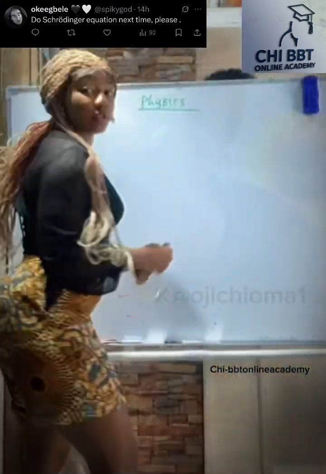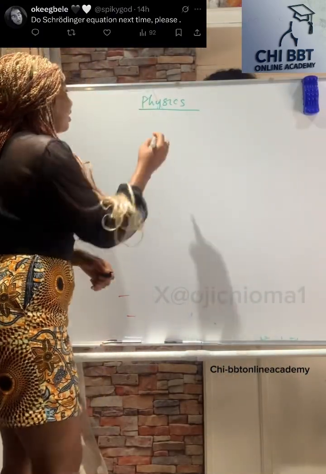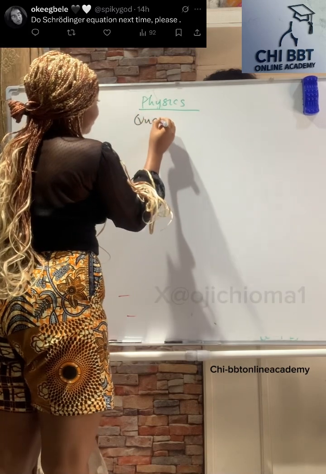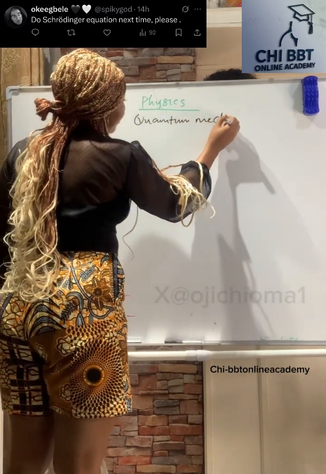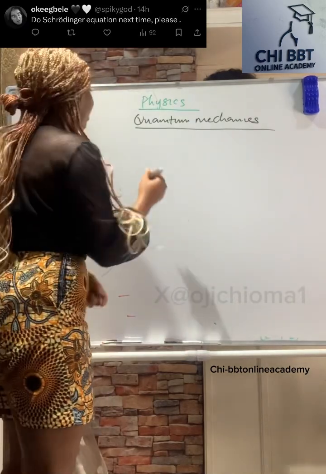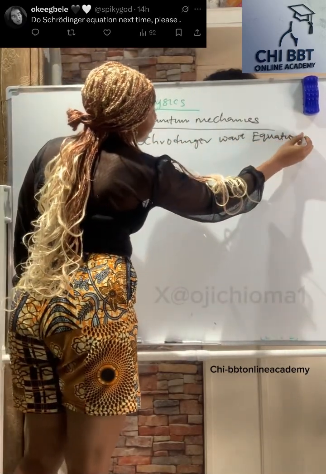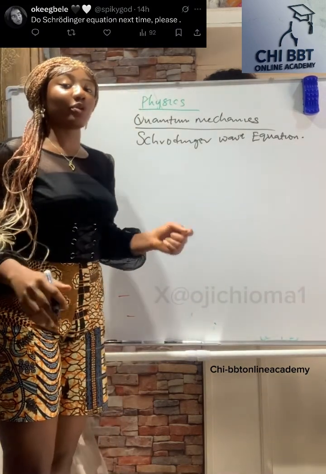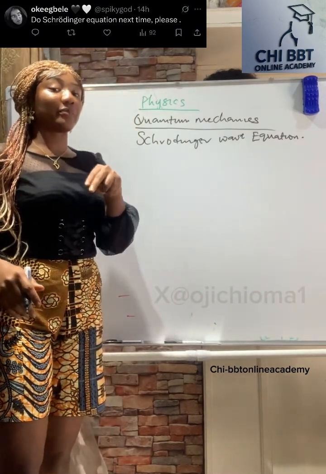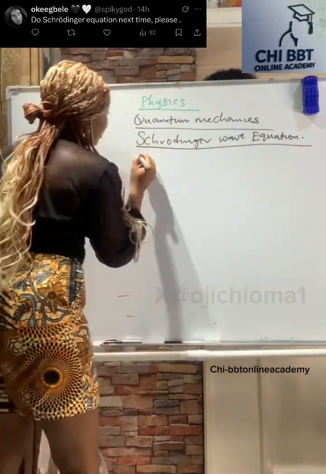Let's go. So guys, today we're going to be doing quantum mechanics and the Schrödinger wave equation. So the topic is the Schrödinger wave equation. Now, in the Schrödinger wave equation, we are considering two types: the time dependent and the time independent. Today we are going to be doing the time independent.